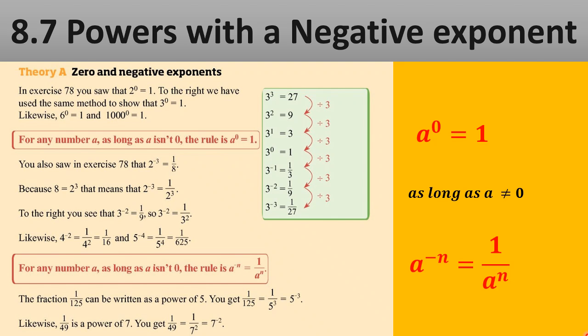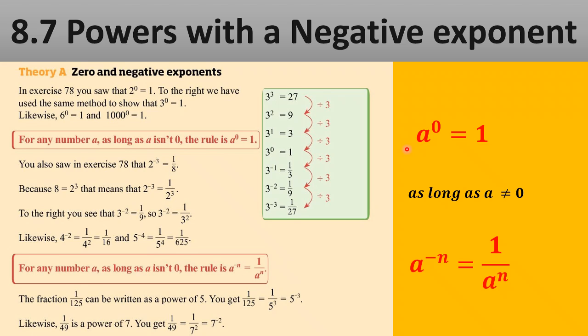There are two major things that you should remember when we're going to take a look at powers with a negative exponent and when the exponent is 0. In this case, the book already explains this using the number a. So for any number a, as long as a isn't 0, the rule is a to the power of 0 is 1. So 6 to the power of 0 is 1. 1000 to the power of 0 is 1. 2 to the power of 0 is 1. Doesn't matter which number it is, as long as it isn't 0.